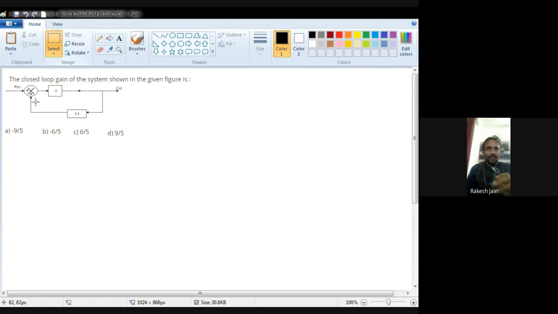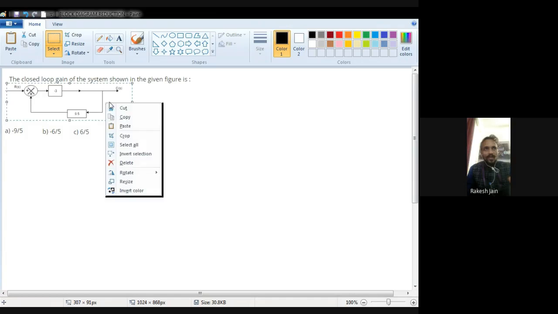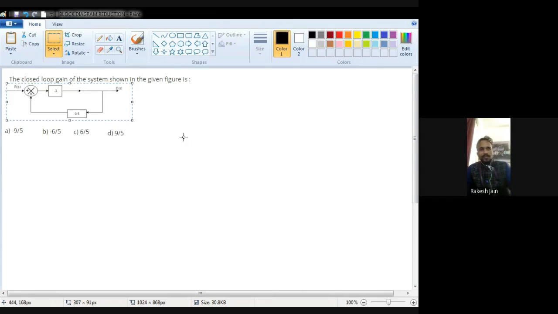So see very carefully. The question came in a competition exam related to the block diagram reduction technique. A very simple block diagram is given, and the question is: what is the closed loop gain of the system? A system is given and 4 answers are given for the objective question. So let's see how we can solve this question. So I just paste this diagram once again.